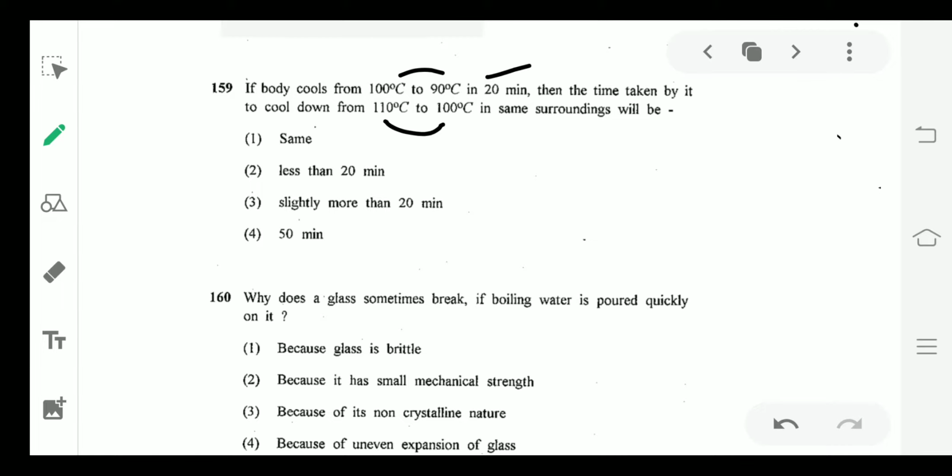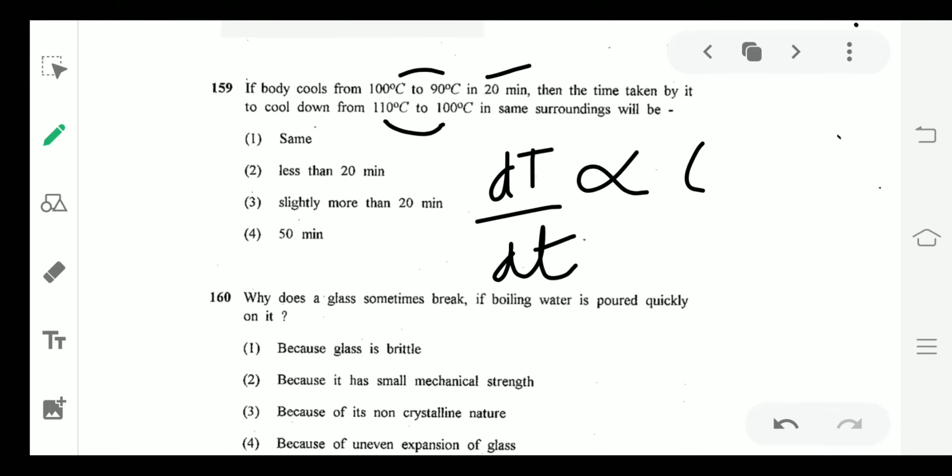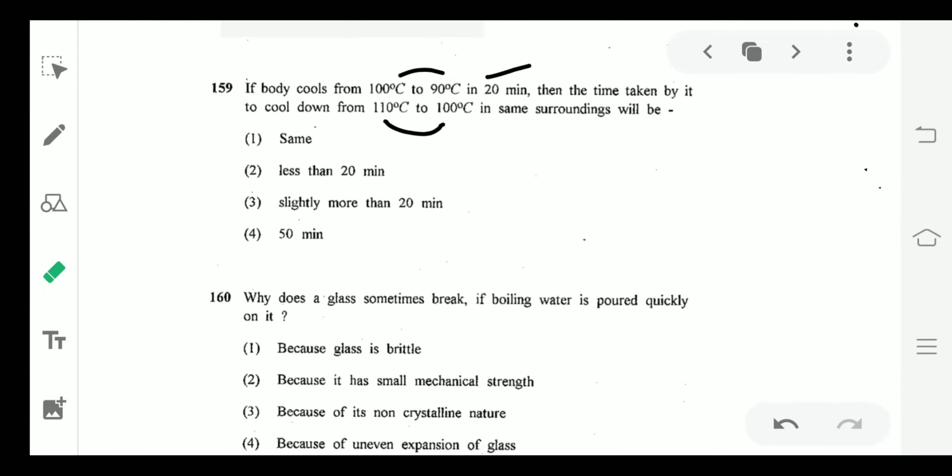So this is Newton's law of cooling. Rate of decrease of temperature is directly proportional to the temperature difference with the surrounding. So the answer will be that the time will be less than 20 minutes, because 110 degree has more temperature difference with the surrounding in comparison to 100 degree with the surrounding.